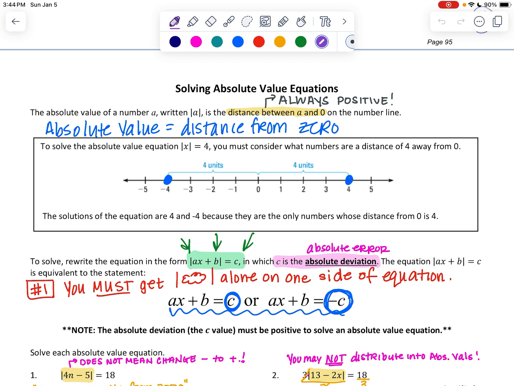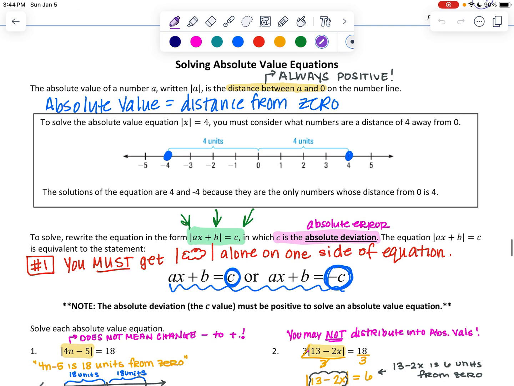And what that results in is, once you get your absolute value by itself, and that x plus b in absolute value bars, that guy right there, when you get that format, that's when you know to split your absolute value equation. That's when you know to say, okay, whatever's inside these absolute value bars is c spaces away from 0. So it's either at positive c or negative c.